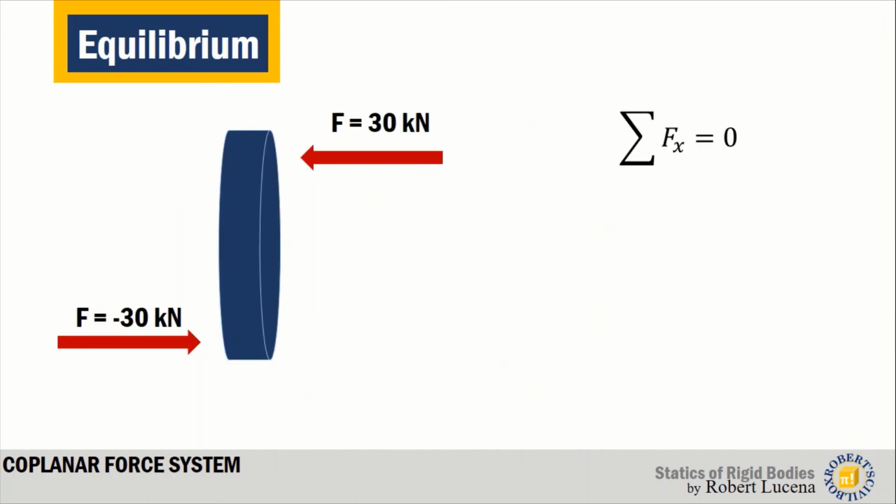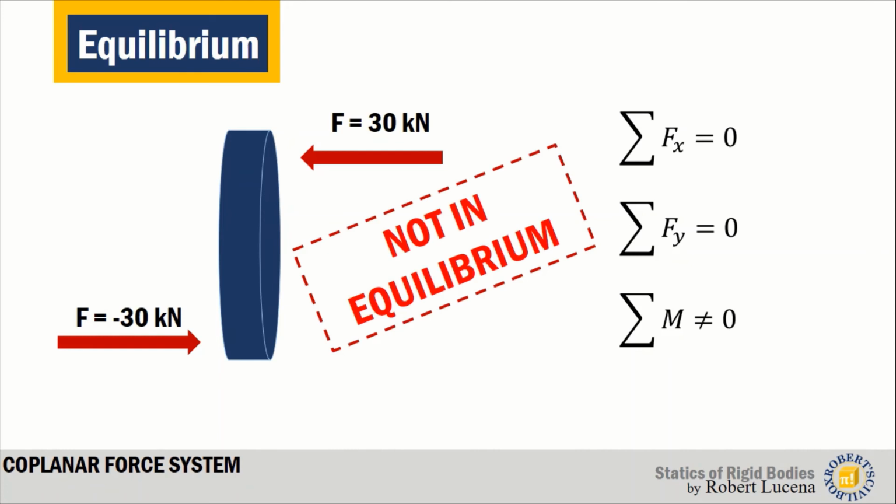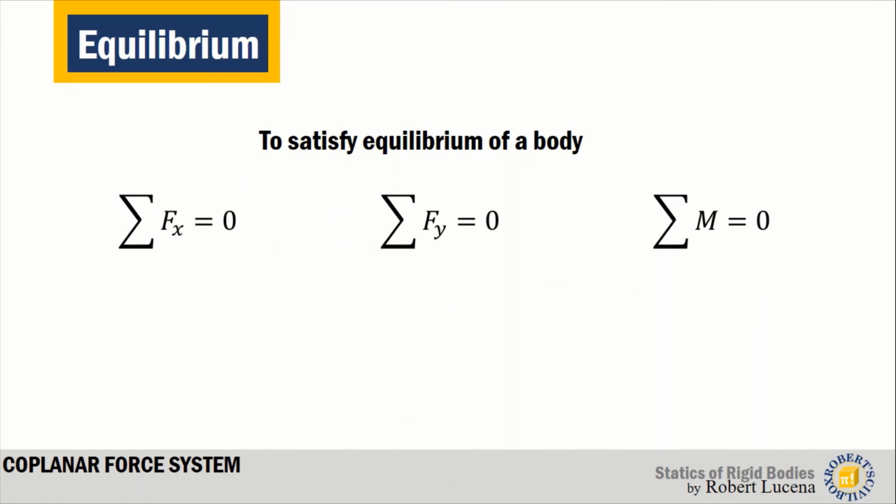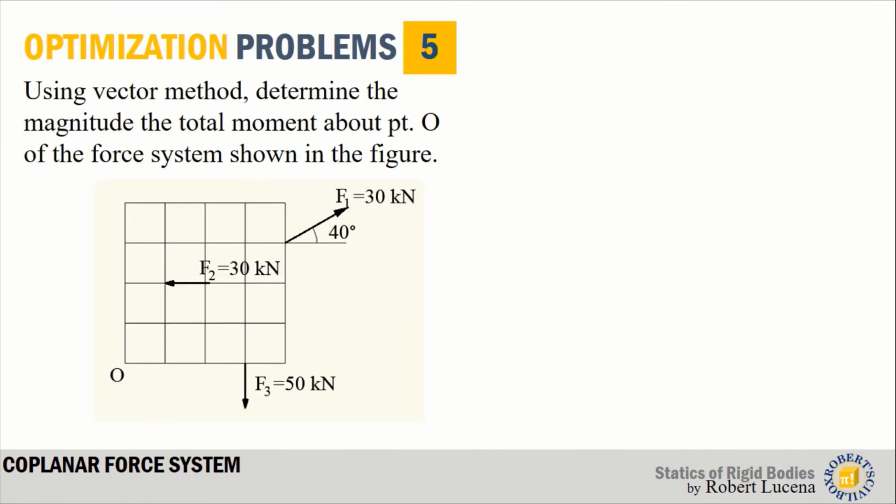So for the equilibrium analysis, as you can see in the figure, the summation of forces along x is equal to 0, and also the summation of forces along y is 0. But as you can see, the summation of moment is not equal to 0. Therefore, this body is not in equilibrium because this object will rotate. But to satisfy equilibrium of the body, the three equations should be satisfied: summation of forces along x equals 0, summation of forces along y equals 0, and summation of moment equals 0. Now let's have an example.